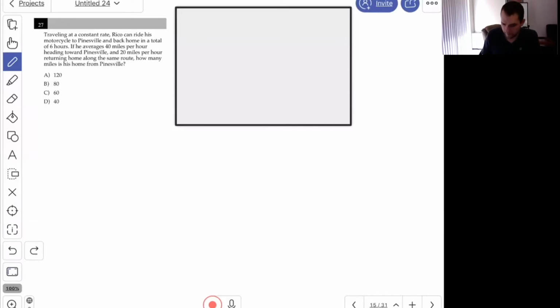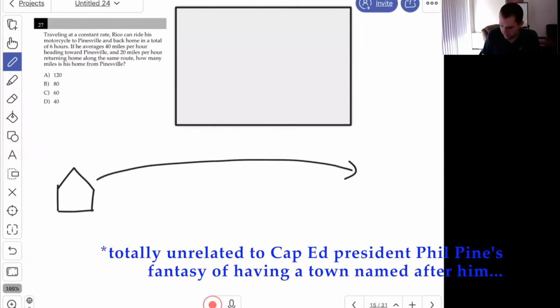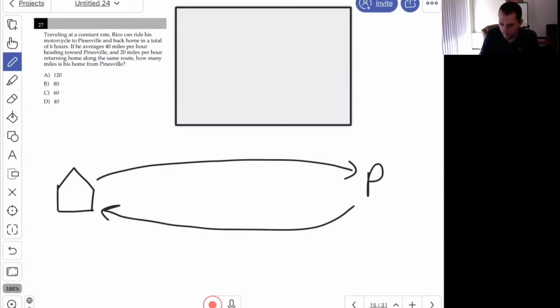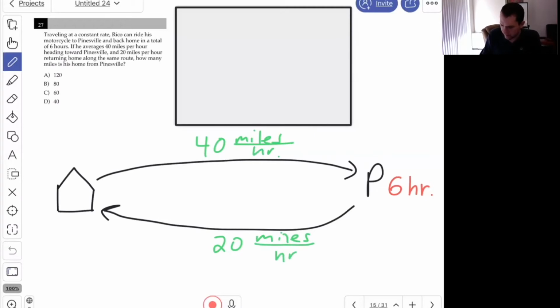We have Rico driving from home to Pinesville and then driving back. What we know is that he takes a total of 6 hours, so I'll draw that over here. And that on the way there, he's going 40 miles per hour. And on the way back, he's going 20 miles per hour. I like to draw this question out because it definitely helps me visualize what's going on and get a good start to a very difficult question.